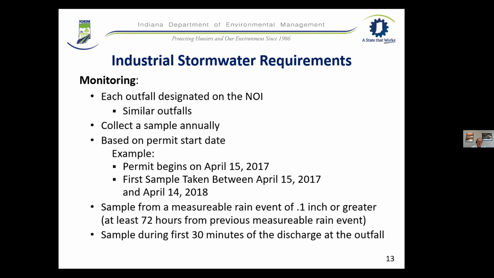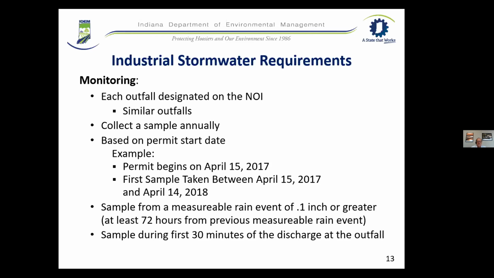So your sample is required to be taken from a measurable rain event of 0.1 inch or greater, and at least 72 hours from the previous measurable event. So you need to monitor the stormwater, the rain events. We would recommend that maybe you keep a rain gauge on site. Put that in as part of your protocol in your stormwater pollution prevention plan, and have somebody at the facility check that. Also acceptable would be the nearest weather service rain gauge station.